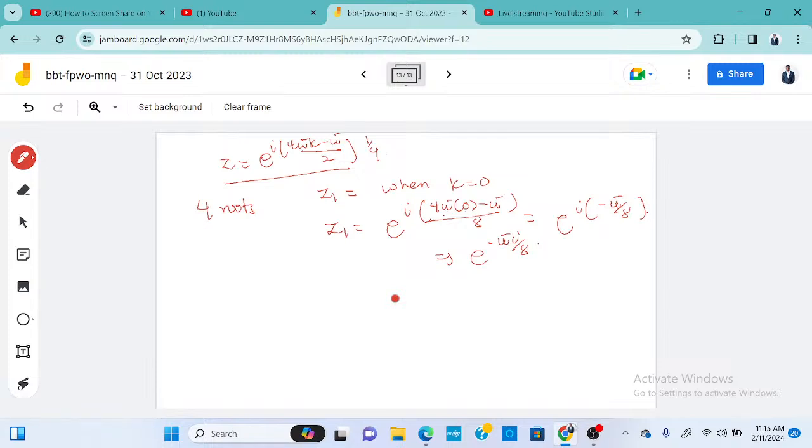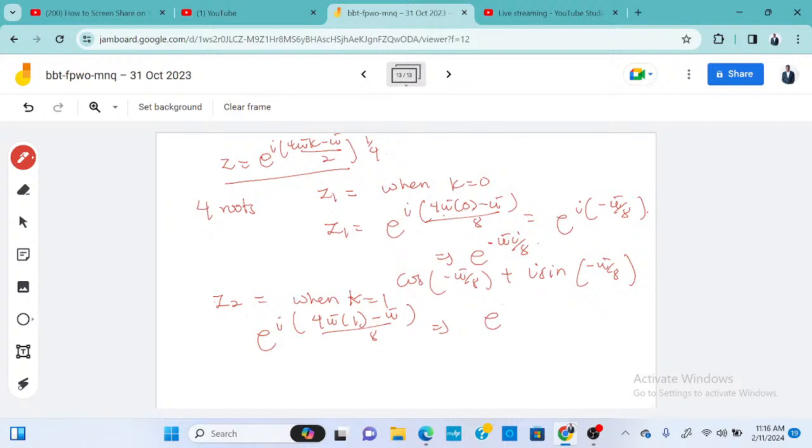At this point, negative pi on 8. So this gives us our first complex number z1. So to find z2, which is our second complex number, 3 pi i all on 8. And simply, my z2 becomes cosine of the expression 3 pi on 8 plus i sine of the expression 3 pi on 8.